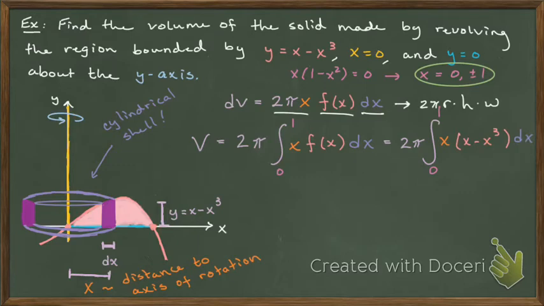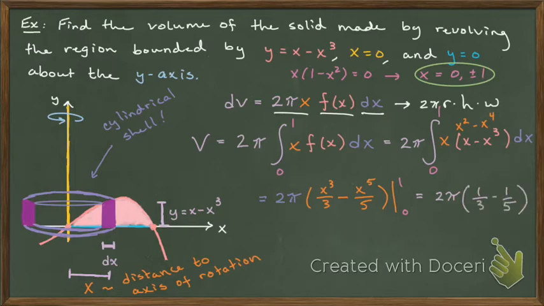If I distribute, I need to integrate this, right? I'm going to distribute my x and get x squared minus x to the 4th. So when I integrate, I get x cubed over 3 minus x to the 5th over 5. So pretty simple antiderivative there. Just evaluate now from 0 to 1. All I get when I plug in 1 is 2 pi times 1/3 minus 1/5, which, when I combine fractions and simplify, gives something like 4 pi over 15. Okay. So a relatively straightforward application of the shell method there.